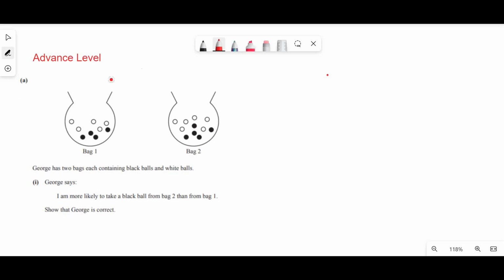Let's move to the advanced level question. The first one is that George has two bags, each containing black balls and white balls. George says that I'm more likely to take a black ball from bag 2 than from bag 1. Show that George is correct. Now, first of all, let's see that we are interested in the black balls.